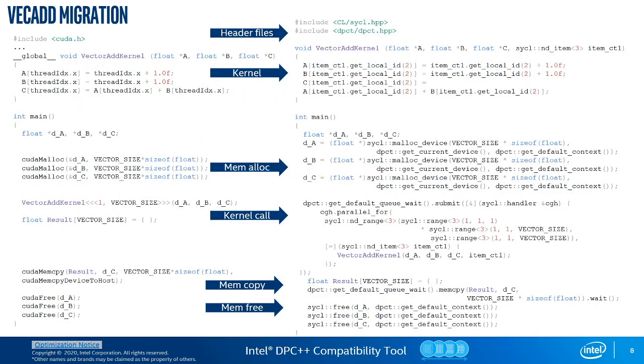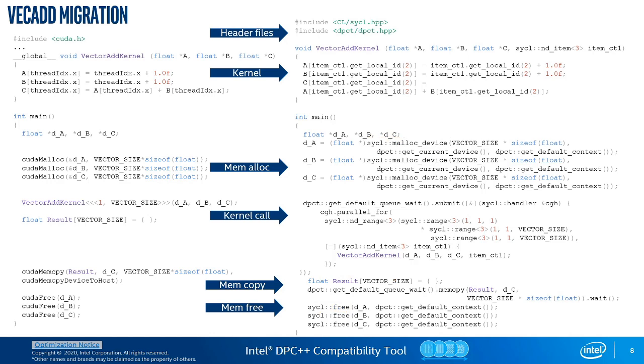This is an example of a simple vector addition code migration to DPC++ by using the compatibility tool version beta 05 shipped with the oneAPI-based toolkit. Note that SYCL and dpct header files are included in the migrated code. The vector add kernel is migrated to a corresponding DPC++ kernel, where the SYCL item class is used to identify work items' local IDs. For memory allocation and deallocation, the Unified Shared Memory APIs are used. For instance, malloc device and free functions are used in this sample.